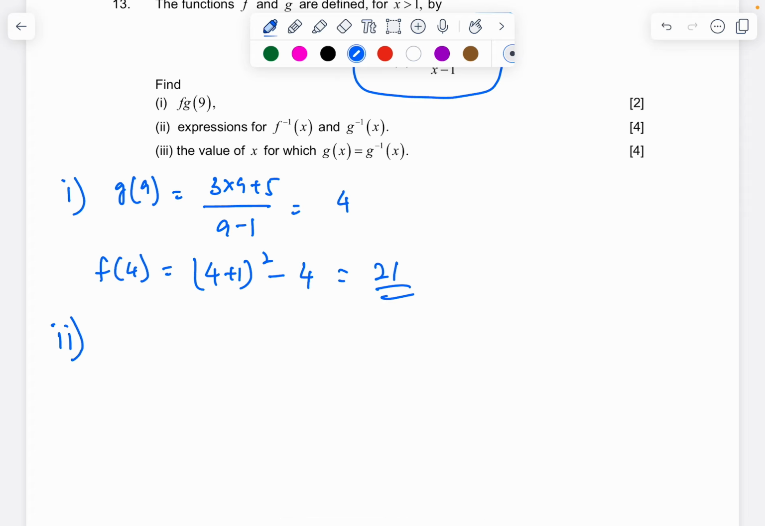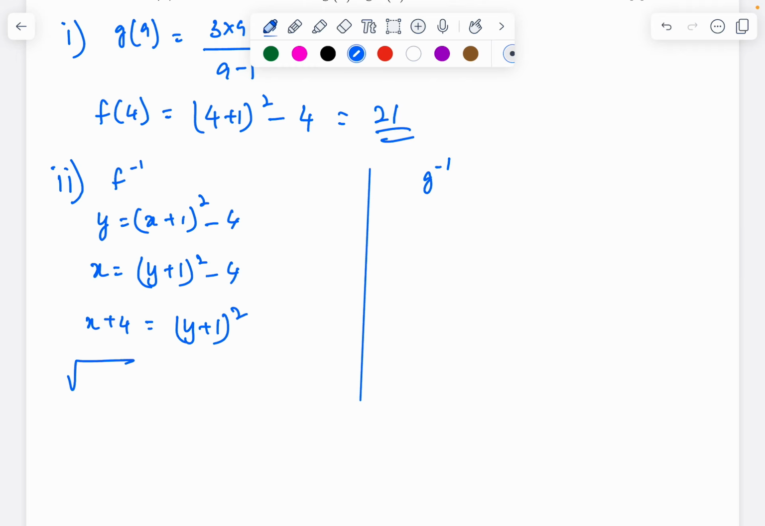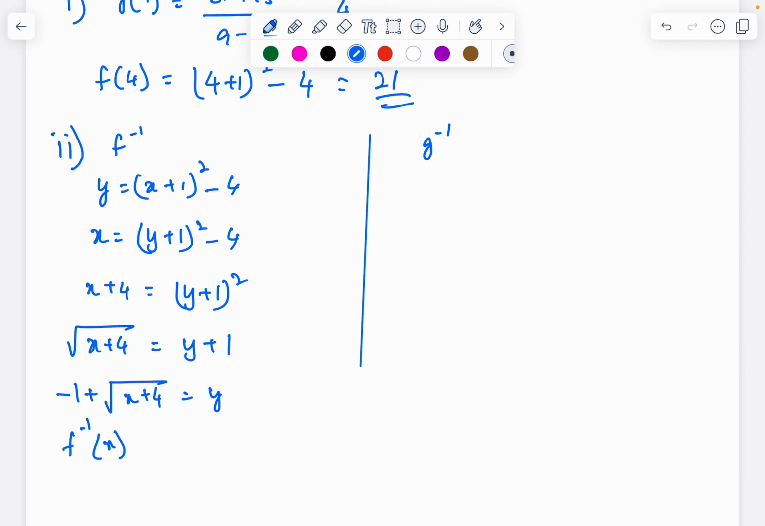Part II. Find the expressions of f inverse and g inverse. Let us divide this space into two parts: f inverse and g inverse. So let's start with y equal to x plus 1 whole square minus 4. Let us swap: x equal to y plus 1 whole square minus 4. x plus 4 equal to y plus 1 whole square. Square root of x plus 4 equal to y plus 1. So negative 1 plus square root of x plus 4 is equal to y. So f inverse of x is going to be negative 1 plus square root of x plus 4.